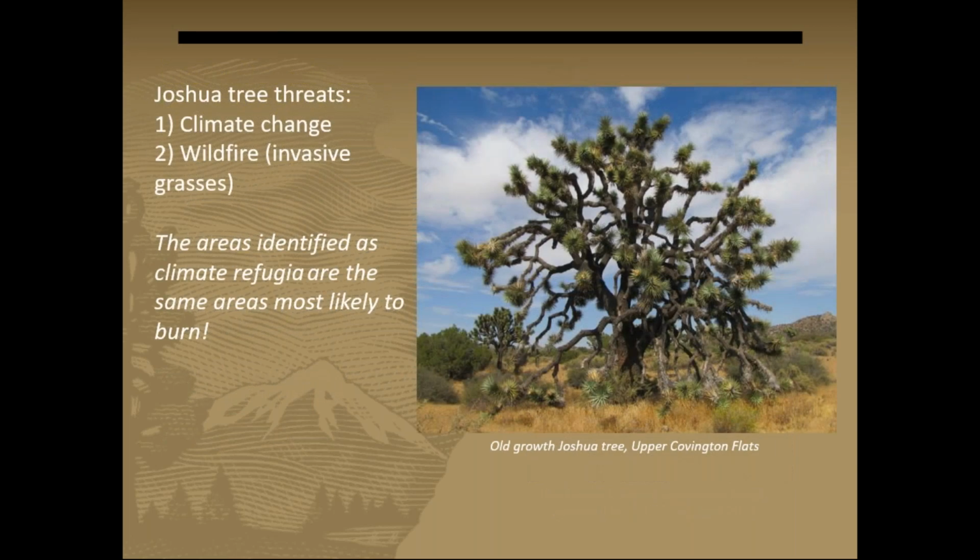And this is very problematic to Joshua trees. You're probably all very familiar with the threats that Joshua trees are facing because of climate change. Wildfire is another major threat to Joshua trees. And unfortunately, the areas that we think that Joshua trees will be likely to persist in light of climate change are the same areas that have the highest abundance of these invasive grasses and are most likely to burn. So it's kind of a double whammy.